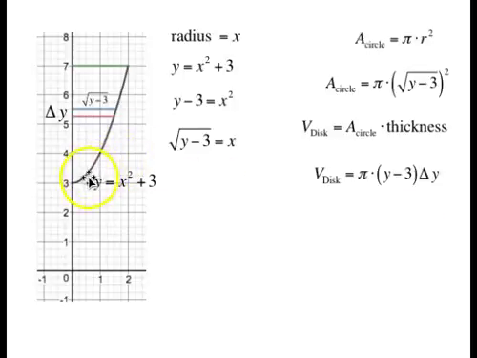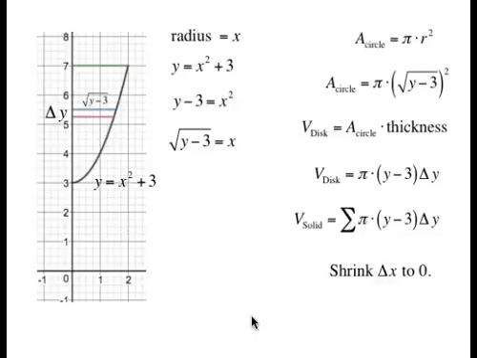We want to stack a whole bunch of these. Looking at all these little rectangles, you could imagine each one of those is a piece of bologna, and the volume of the solid is the sum of all those pieces of bologna. And then as we shrink delta y to 0, that becomes an integral. From what to what? What does y range from? Remember, we're going to have a dy integral. Lowest y value we see is 3. Highest y value we see is 7. So we've got the integral from 3 to 7 of pi times (y minus 3) dy.